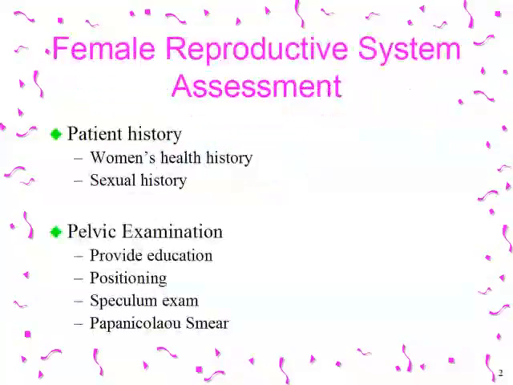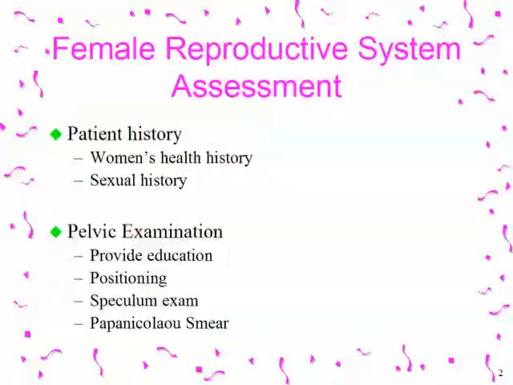In looking at the female reproductive system assessment, important things to note would be the patient's past history, including a health history as well as a sexual history. The pelvic examination is going to give a lot of information as far as assessment on the GYN organs, as well as being a chance to provide education to the client on different types of healthful practices and things like that.